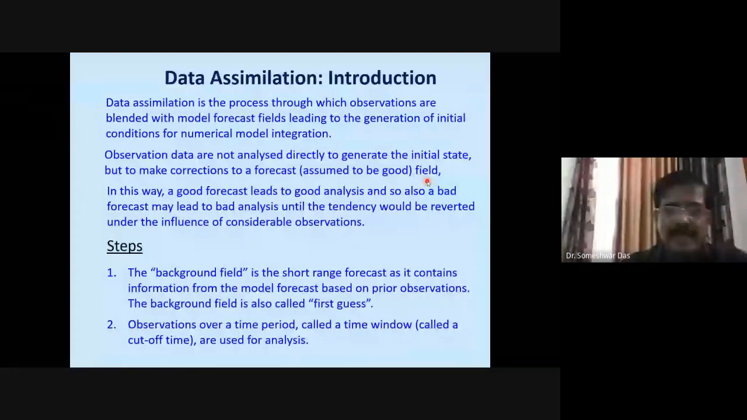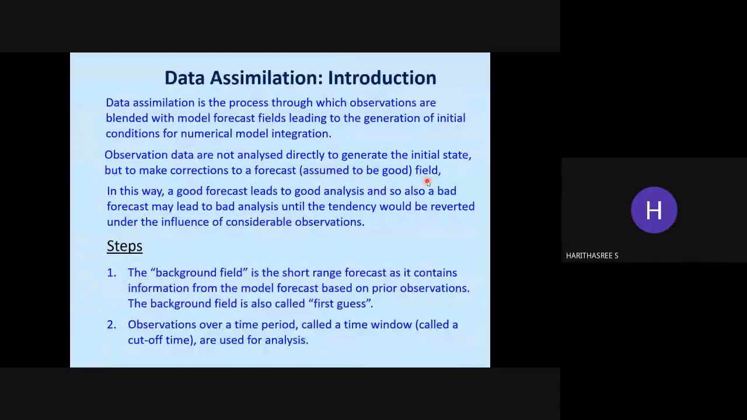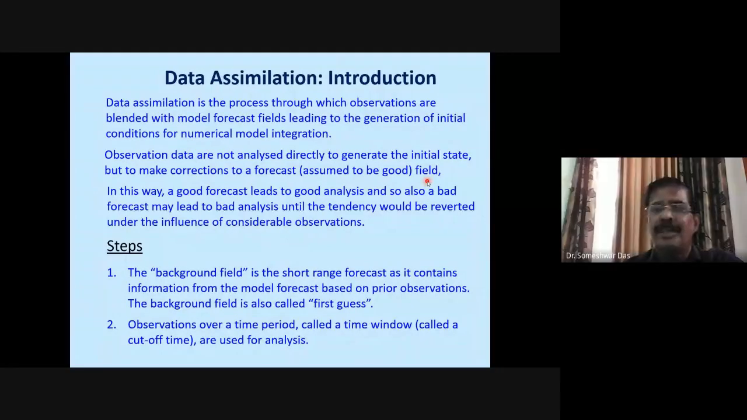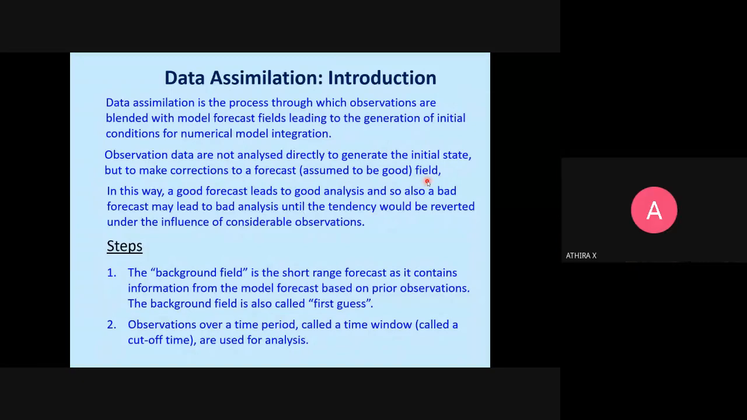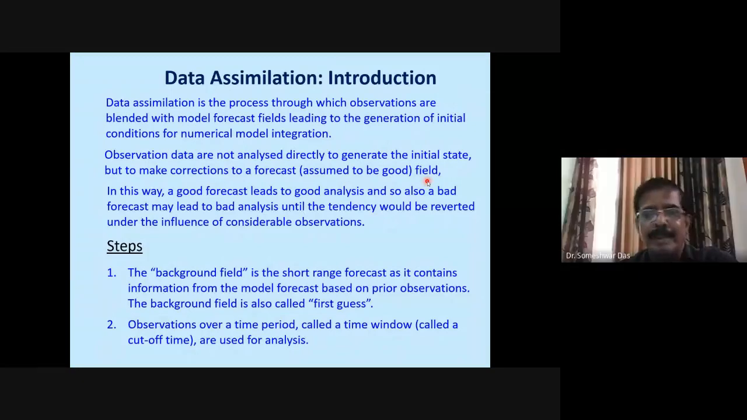21 UTC in terms of Indian time is 2:30 a.m., yes, exactly, 2:30 a.m., right? That is night time. Yes. So there are many observations which are collected hourly, 3-hourly, 6-hourly, and so on.